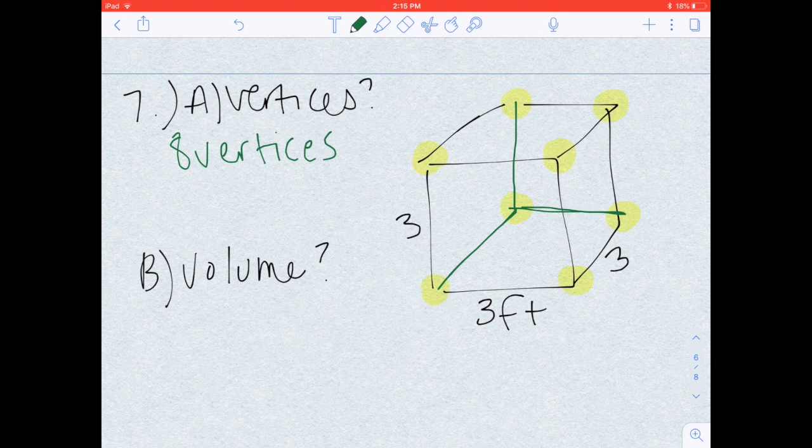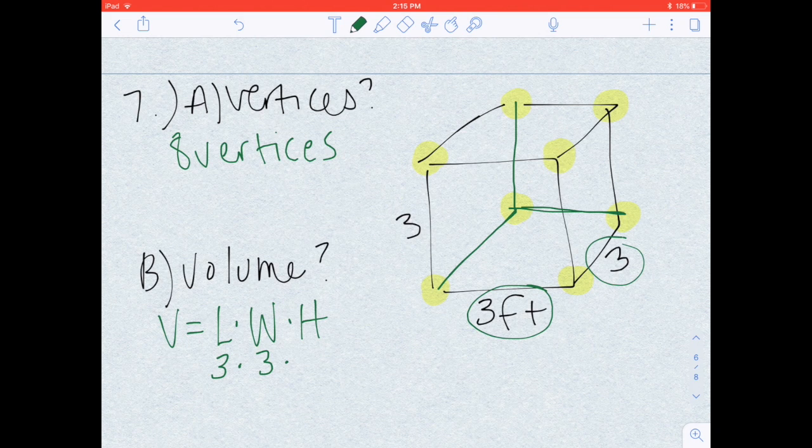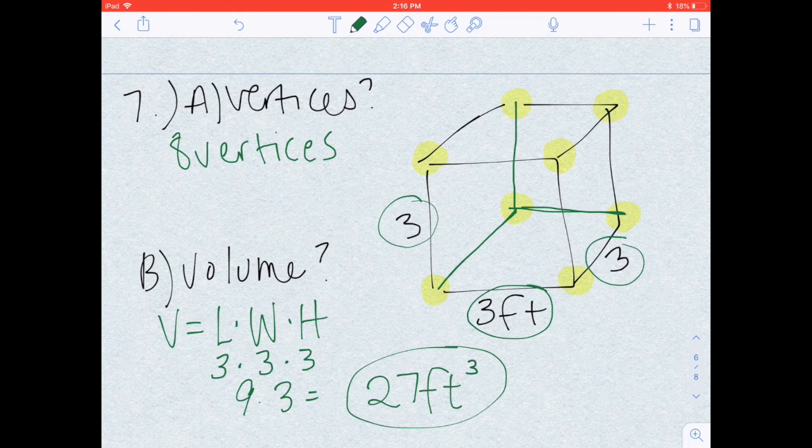What is the volume of my cube? Remember, volume, we said, is length times width times height. Here's my length, 3, my width, 3, and my height, 3. So I end up with 9 times 3. So the volume is 27 feet, and I multiply my feet 3 times, so it's feet cubed.